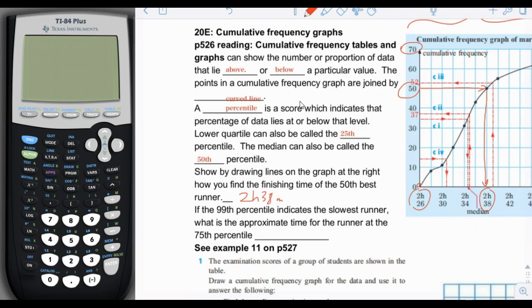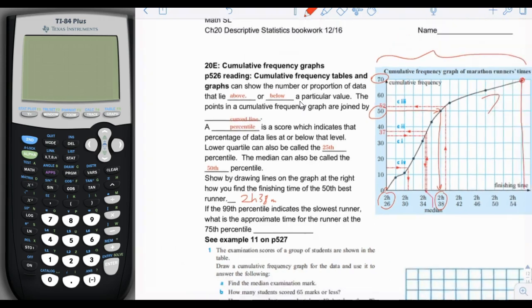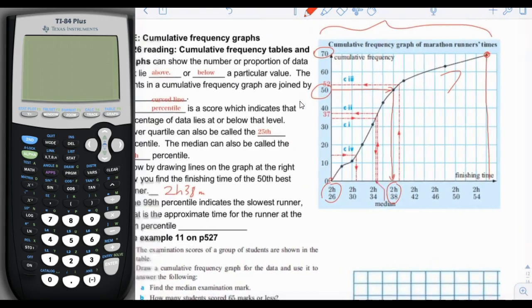If the 99th percentile indicates the slowest runner, what is the approximate time for the runner at the 75th percentile? Because normally you would think 99th percentile, that sounds really good, it should be the fastest runner. But in this graph, the 99th percentile is here, and it corresponds to the person who ran in the slowest time. So what would be 75th percentile?